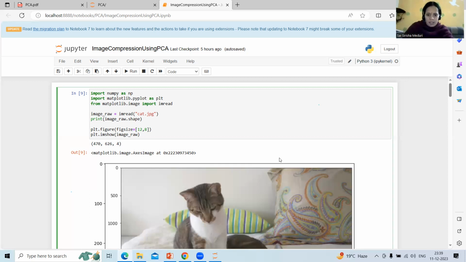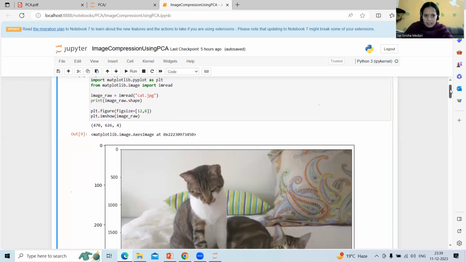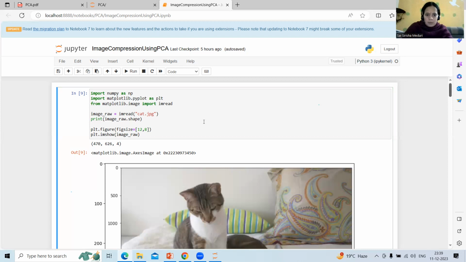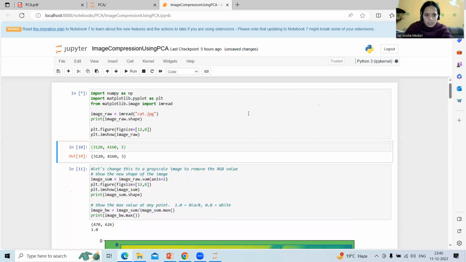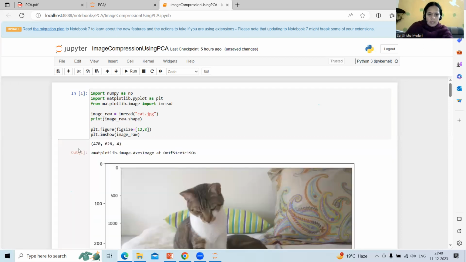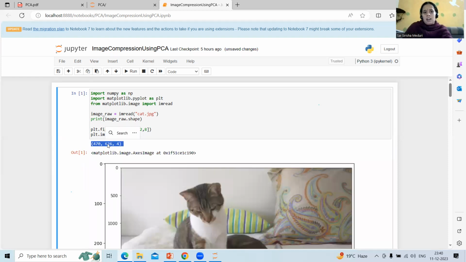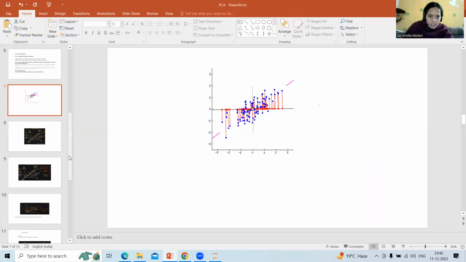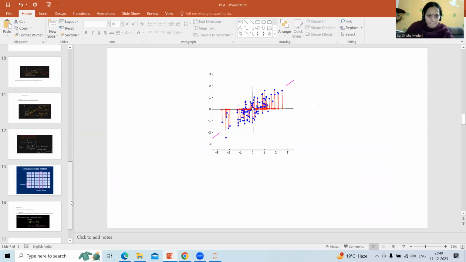So here, I've taken just this image. And I wanted to explain one more thing here. If you see this, this is a color image. One minute, let me show this. These are the dimensions of the image. Dimension means the shape, right? The shape of the image gives the dimensions. Dimension is nothing but the spread of the image. I will show one more thing.